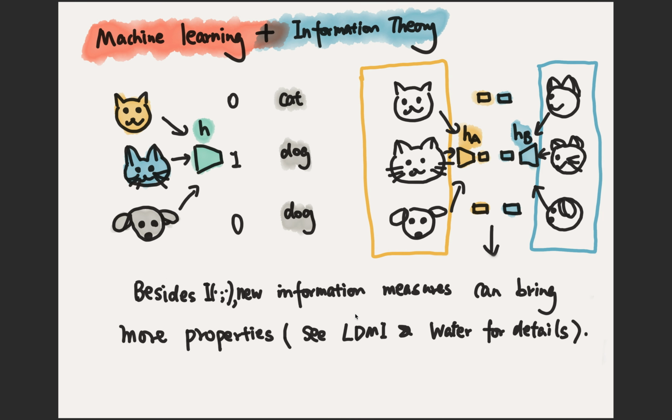But in fact, if you want to analyze rigorously and get more properties, sometimes you need to develop new information monotone information measures. They can give you much better properties than the original channel mutual information. If you want to know more details, see the LDMI papers and the Water from Trucks papers for more details.